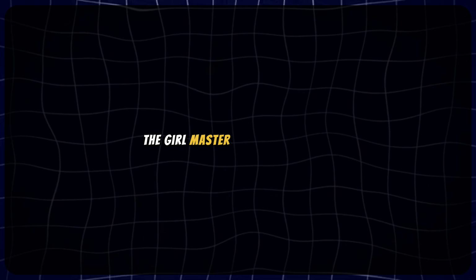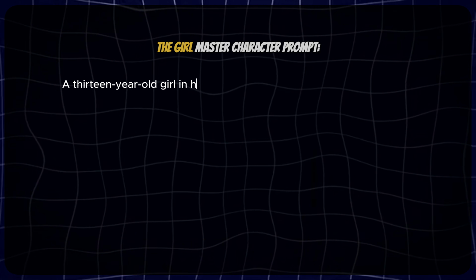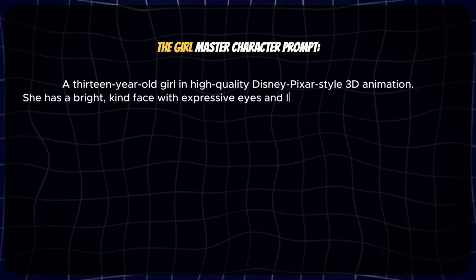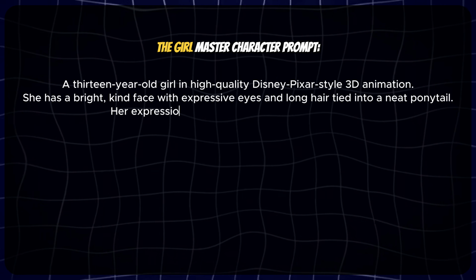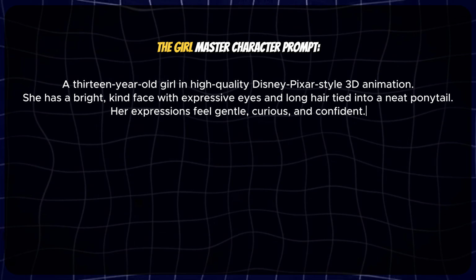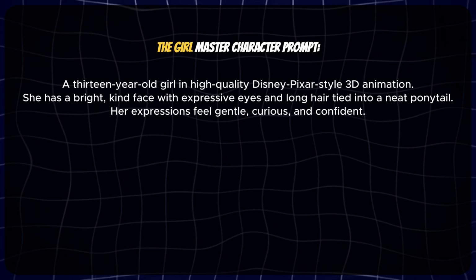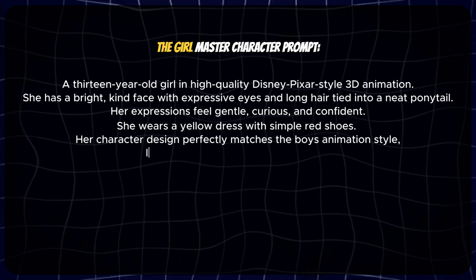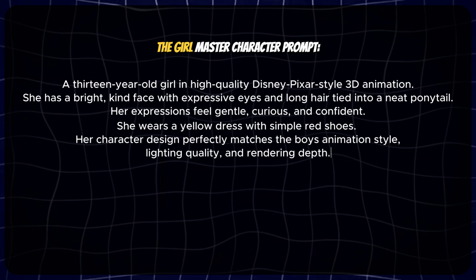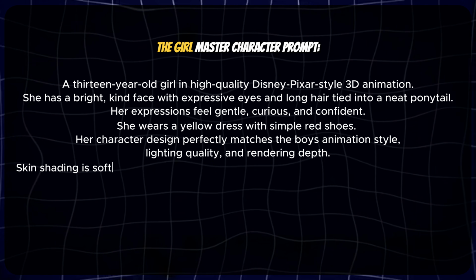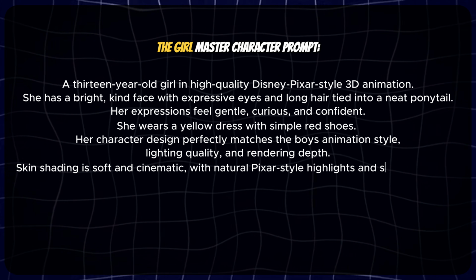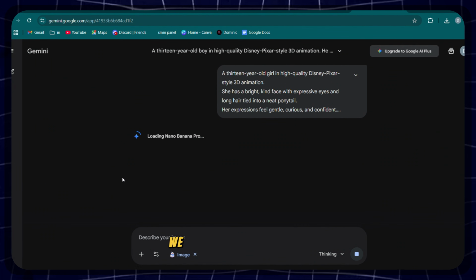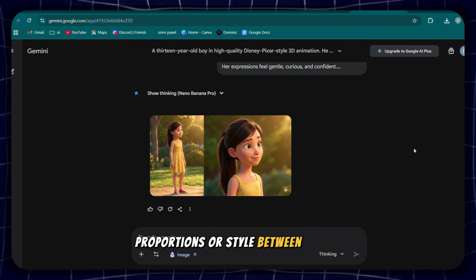The girl master character prompt. A 13-year-old girl in high-quality Disney Pixar-style 3D animation. She has a bright, kind face with expressive eyes and long hair tied into a neat ponytail. Her expressions feel gentle, curious, and confident. She wears a yellow dress with simple red shoes. Her character design perfectly matches the boy's animation style, lighting quality, and rendering depth. Skin shading is soft and cinematic, with natural Pixar-style highlights and smooth textures. Again, this is a locked character definition. We don't change her face, proportions, or style between scenes.